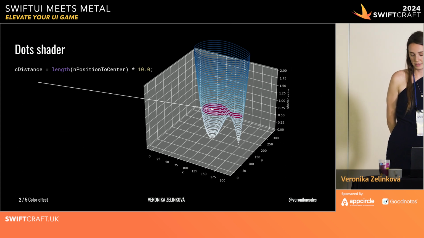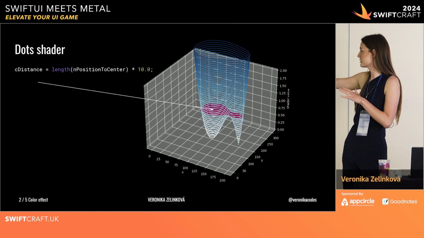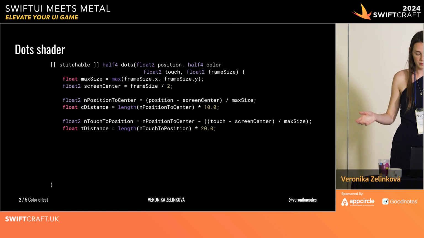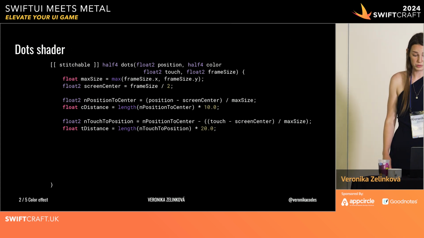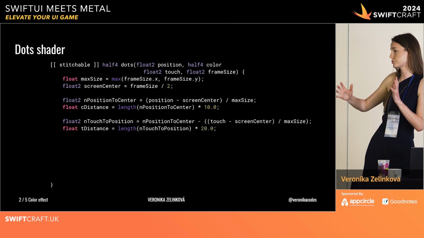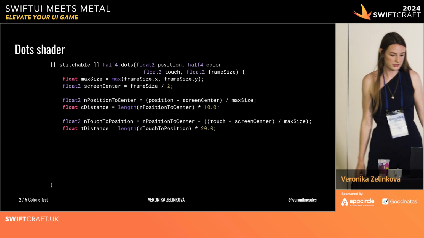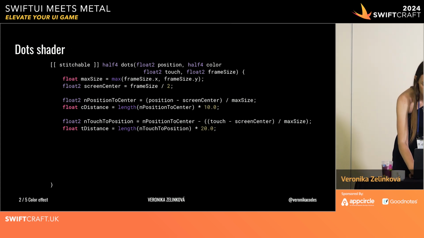Okay, what we are missing is this second dot, which is in the user's touch location. And we can get it the same way, but we just subtract the touch from the position to center. So we move the second dot away from the screen center, and we are multiplying it by 20 to make it look a little bit smaller than the screen center dot.